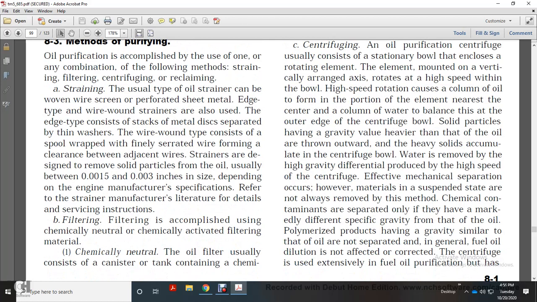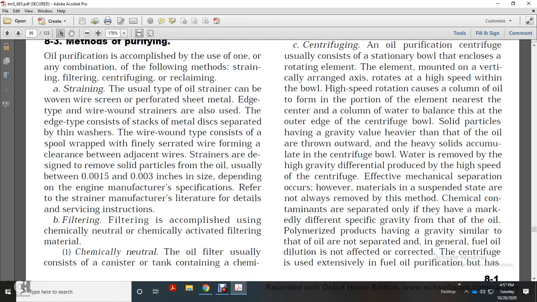Centrifuging. An oil centrifuge usually consists of a strainer bowl enclosed with a rotating element, mounted vertically, rotating at high speed within the bowl. This forms a high speed rotating column of oil, with the air element nearest to the center of the column and the water balanced toward the outer edge of the central bowl. Solid particles that have greater gravity value than the oil are thrown outward, and the heavy solids accumulate in the bowl. Water is removed by the high gravity differential produced with a high speed centrifuge. Effective mechanical separation occurs; however, materials in suspended state are not always removed by this method.